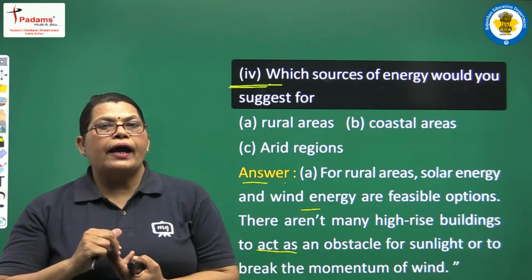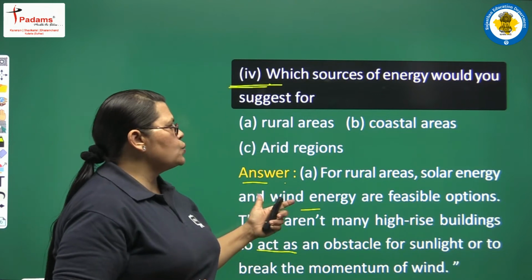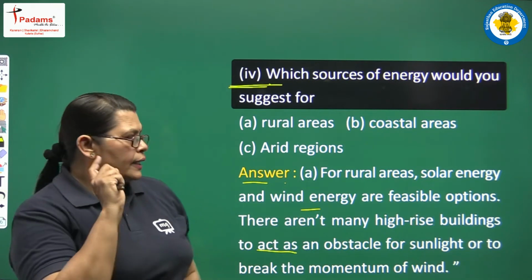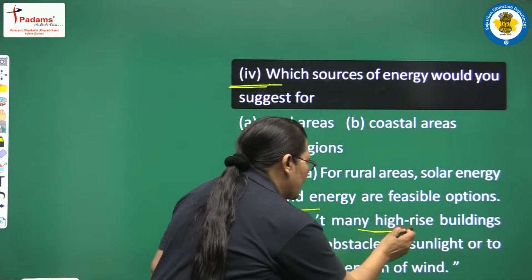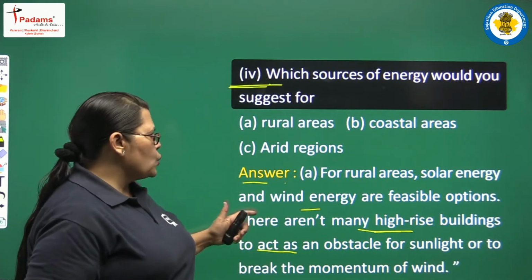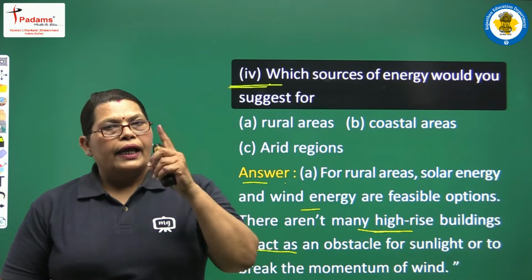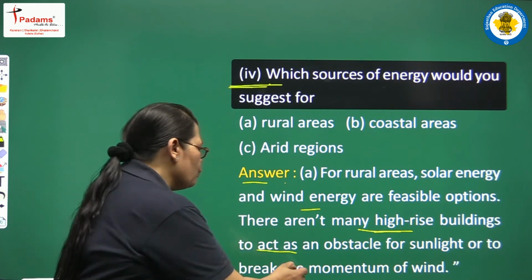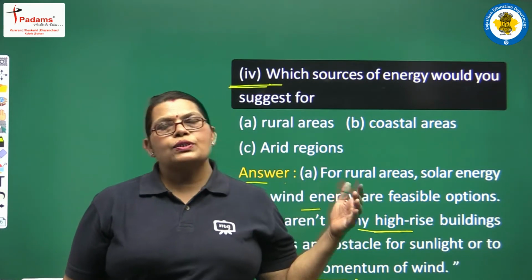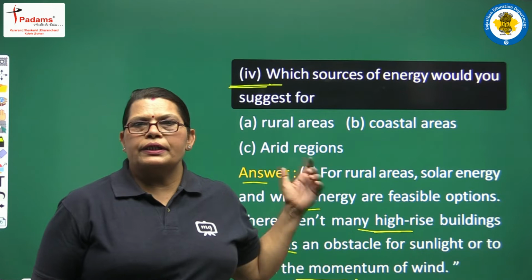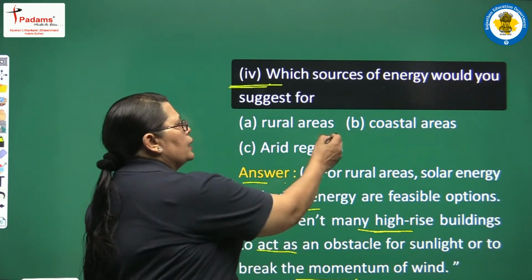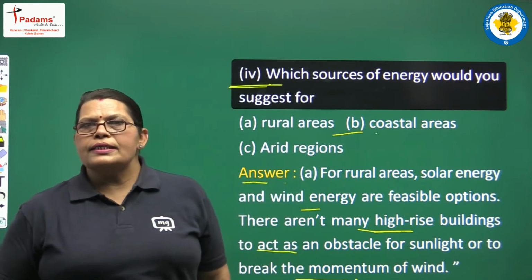Yes, what is the reason behind rural areas using solar energy and wind energy? The first main reason is, students, that in the rural areas no high-rise buildings are there. So there is no obstacle for sunlight, and the second is breaking the movement of winds also, because there are no large buildings. So both these possibilities are suitable in the rural areas. We are including the coastal areas and arid regions also.